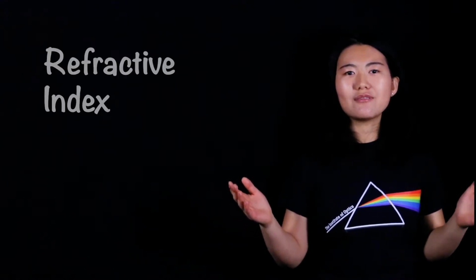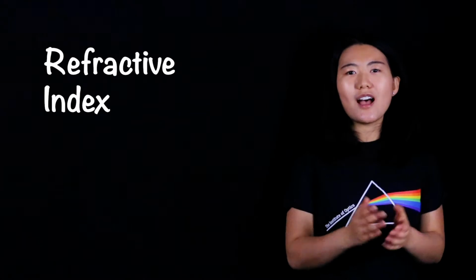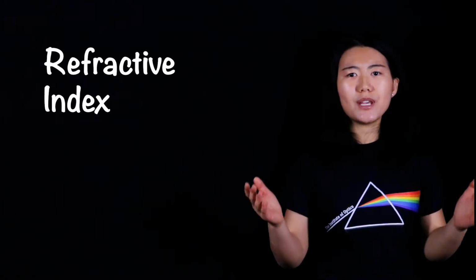Because water is denser than air, everything travels slower in water than it would in air. This also applies for light. Light is traveling slower in water, and the direction will be changed due to the difference of densities in two mediums. The measure of the density of a medium is called the refractive index. It describes how light propagates through that medium.